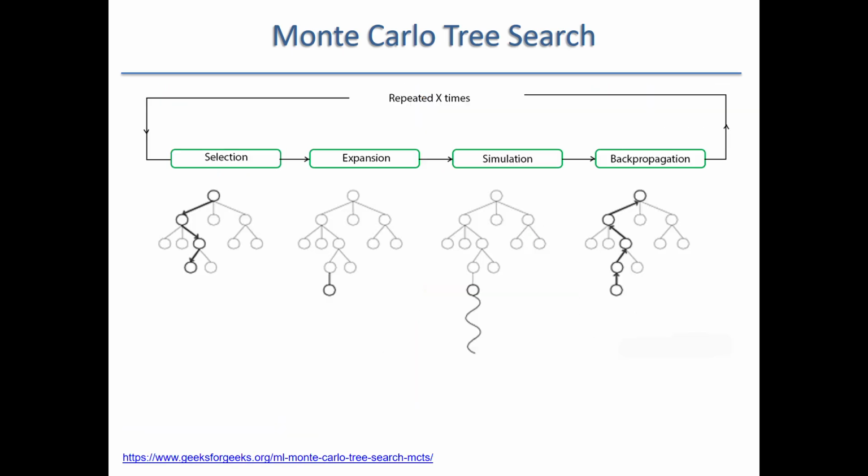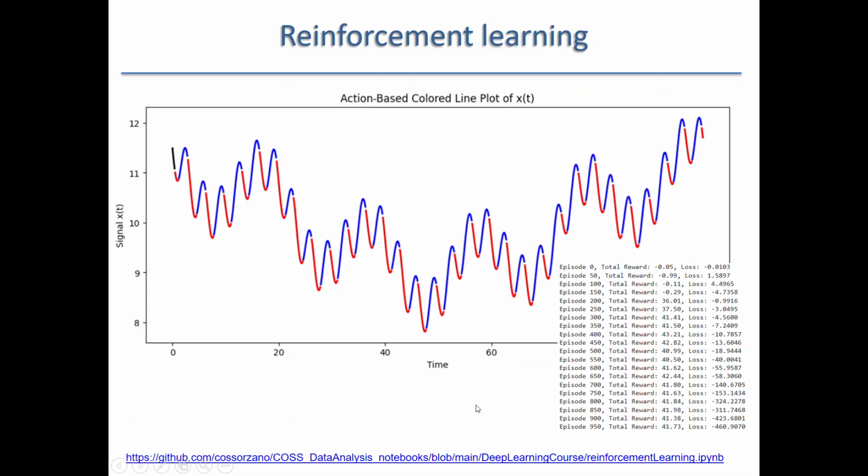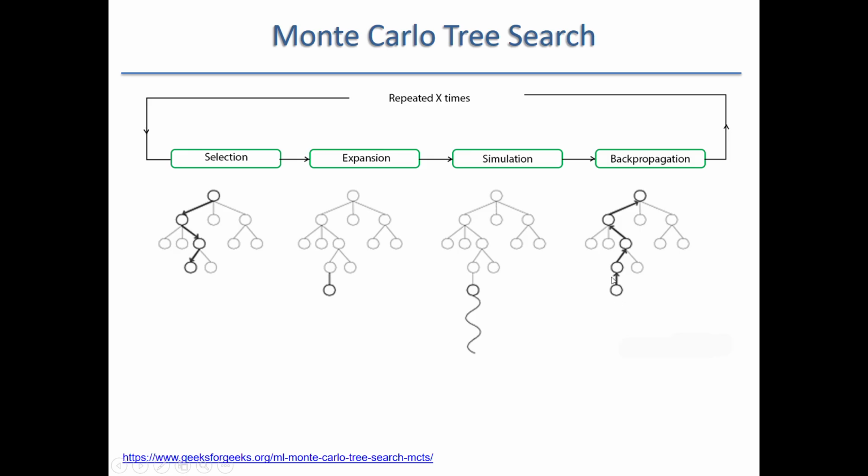It can be represented in this way. We select a node, we select an action from that node, then we expand that branch, we simulate that branch. Given this state, we go further, and then we backpropagate. Given the rewards that we have at the end, we backpropagate those rewards towards the current state, and then this is repeated many times.